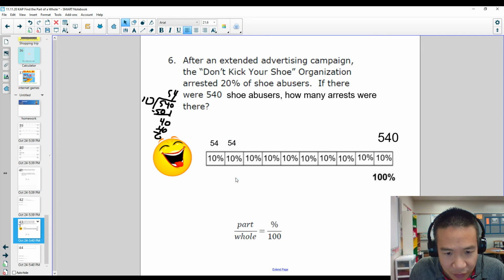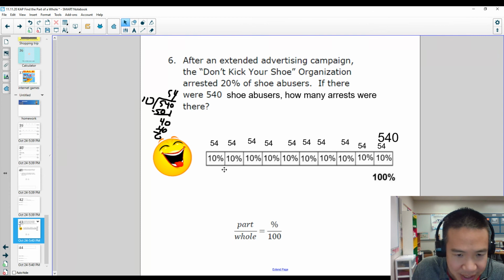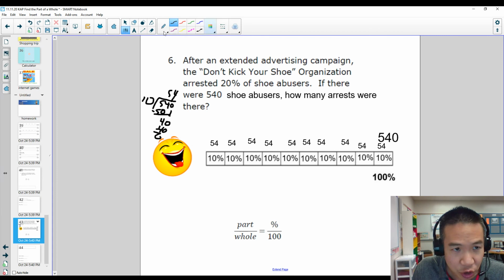Let me do it again and again. All right, so let's make sure we understand this now. For every 10%, we put in 54 shoe abusers. 10%, 54 shoe abusers. 10%, 54 shoe abusers.